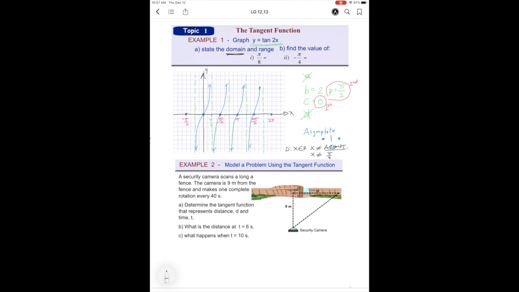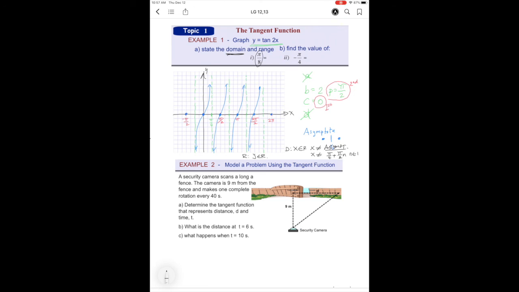And it happens every nth period away. So you add the period. The period away is pi over 2, and then n, where n is an integer. Okay, so that just represents every period away. Now, the range. The range is a little easier because it's going up forever and down forever. So that's just y is all real numbers.